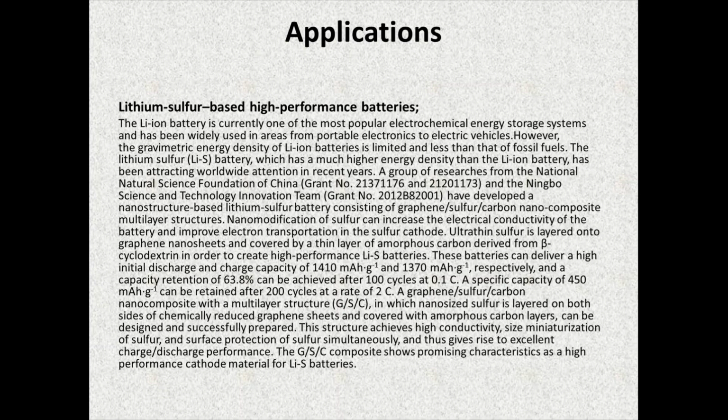A graphene-sulfur-carbon nanocomposite with a multilayer structure, in which nanosized sulfur is layered on both sides of chemically reduced graphene sheets and covered with amorphous carbon layers, can be designed and successfully prepared. This structure achieves high conductivity, size miniaturization of sulfur and surface protection of sulfur simultaneously, and thus gives rise to excellent charge-discharge performance. The GSC composite shows promising characteristics as a high-performance cathode material for lithium-sulfur batteries.